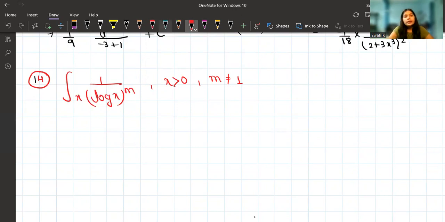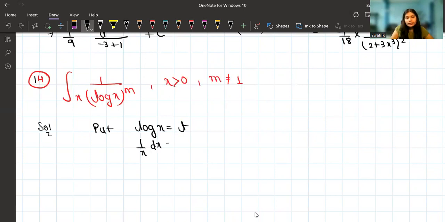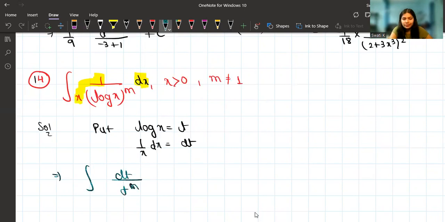Okay, so now let us start with the solution. So simply you are going to put here log x as t. This is very basic because I can see that the derivative is present over here. So of course the derivative is 1 upon x dx equals dt. Now you can see that you already have 1 upon x dx. For that you are going to substitute dt. So it will simply become the integration of dt upon t raised to m, since log x is t. This is super simple to do.